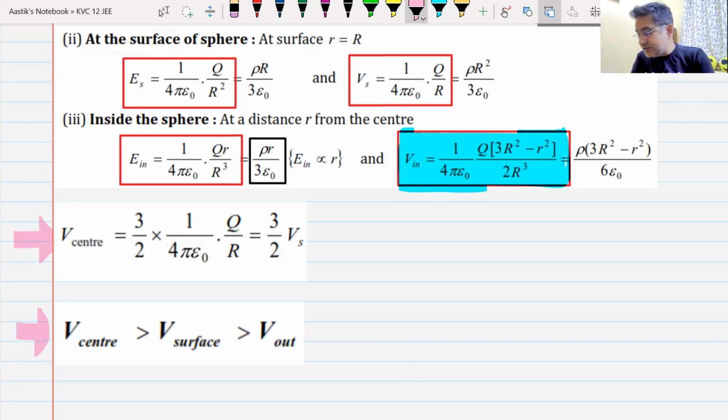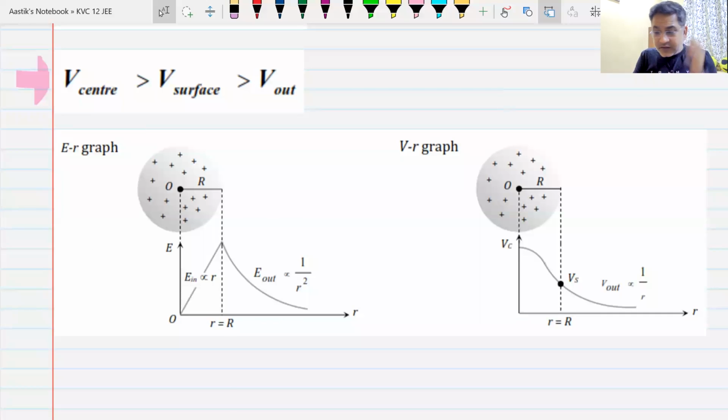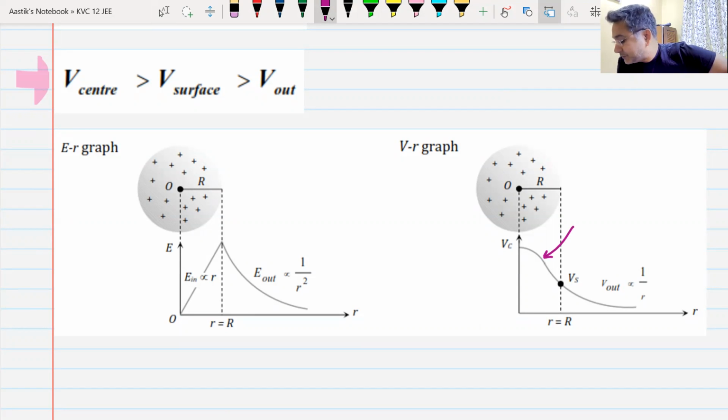And here comes the revolutionary graph between the two brothers. One is the electric field brother, the vector brother. One is the simpler one, the scalar brother. And this is how the graph looks like for electric field. Never forget, and we have seen it for other electric fields as well. A straight line, then it falls. So remember the shape of the graph. This question can come in JEE.